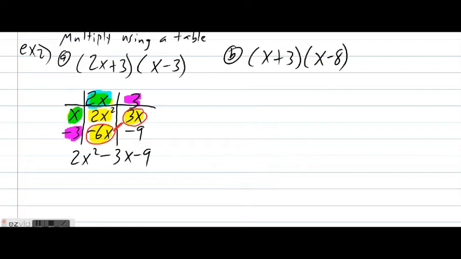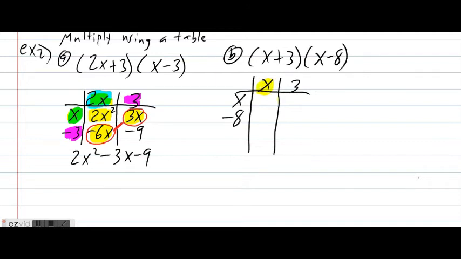Alright, so I'm hoping you gave it a try. Remember, we take that first binomial, x and 3. We write our table. Alright, take this next binomial, x and negative 8. Do you notice I kept the sign with it? Alright, so let's start multiplying.